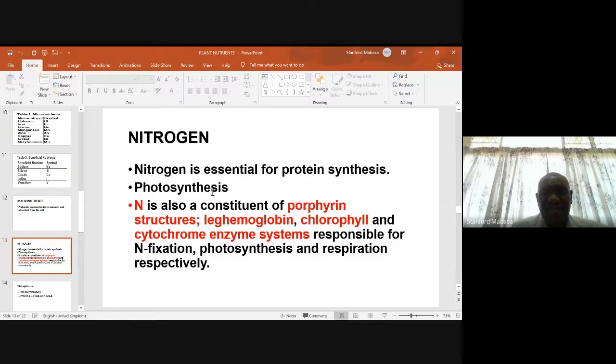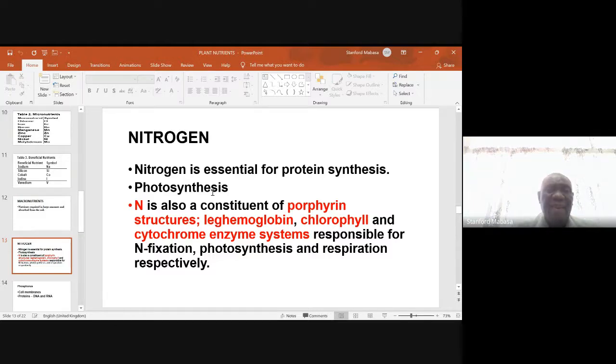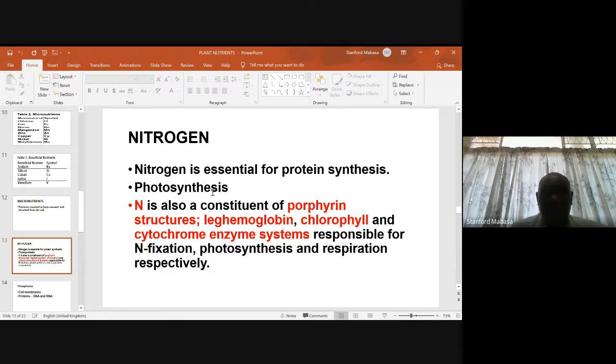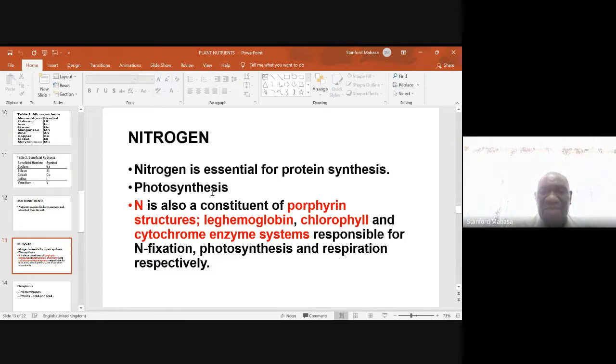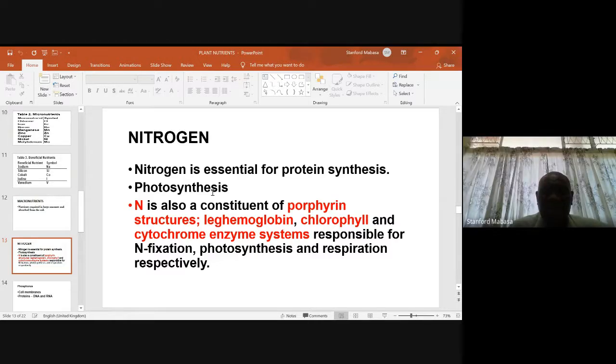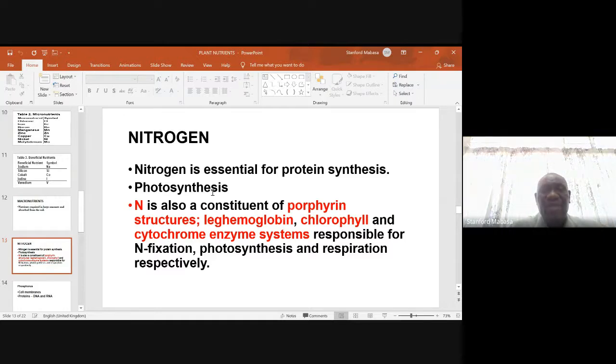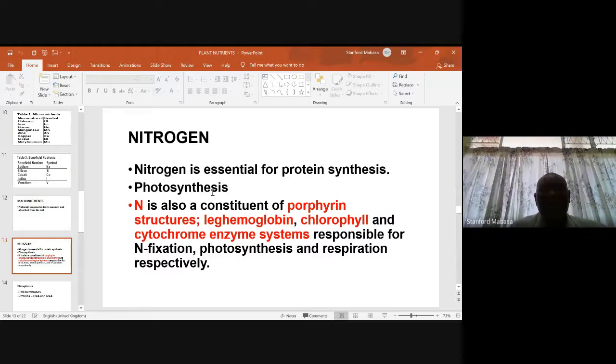Nitrogen. Nitrogen is essential for protein synthesis. It is essential for photosynthesis. It is also a constituent of the porphyrin structures, like hemoglobin, chlorophyll, and cytochrome enzyme systems, which are responsible for nitrogen fixation, photosynthesis, and respiration, respectively. Actually, with nitrogen, the plant leaves turn yellow.